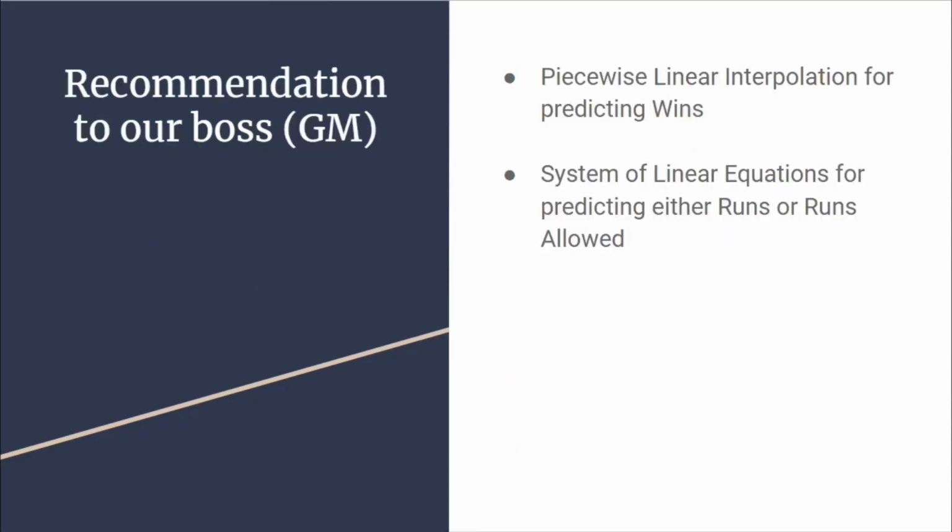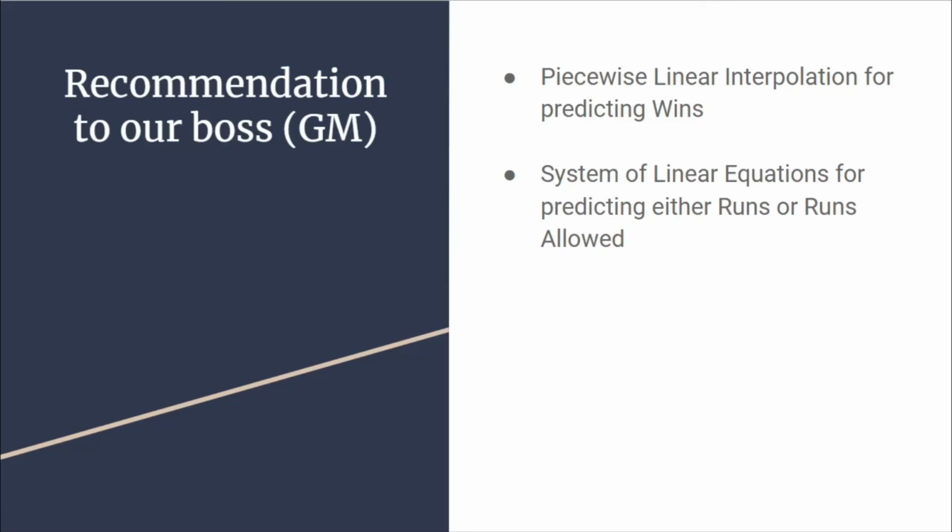When it comes to making a prediction to our boss, who is the general manager of our team, we recommend using piecewise linear interpolation to predict the number of wins we will have. This is because cubic splines have trouble when there are gaps between data points and could produce incorrect predictions for those points. We recommend using the system of linear equations to predict either the runs we will need to score for the season or the runs that we could allow on the season when we have a number of wins that we are targeting.